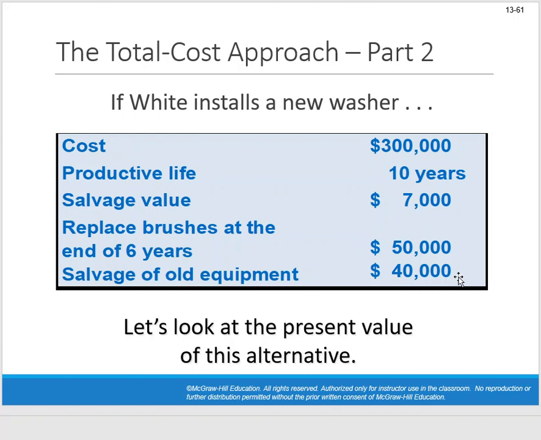This one, the salvage of the old equipment, is if we remove the old car wash today and install the new one, we think that old car wash today could salvage for $40,000. So that's why there's two different salvages. We're getting rid of the old one, we're buying a new one, and at the end of the new washer's life, there's also that second salvage.